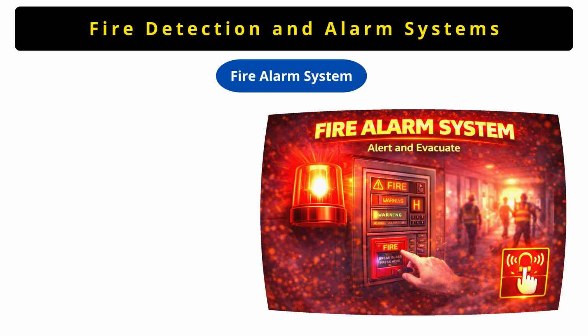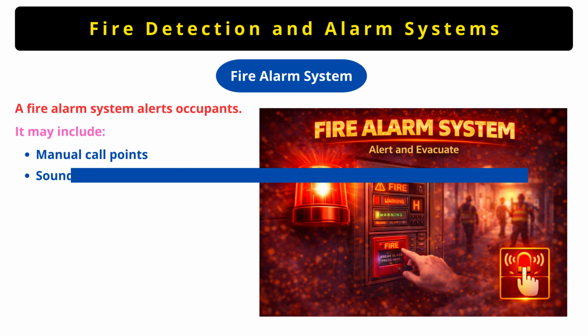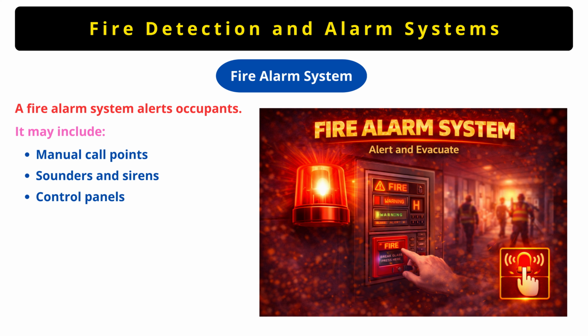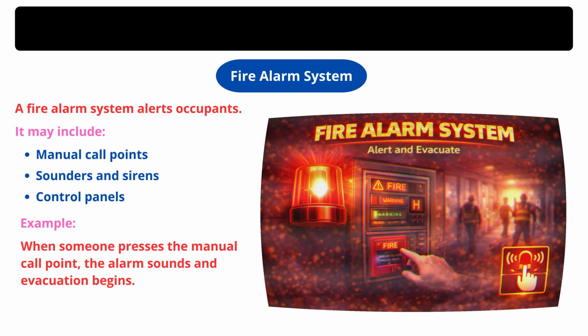Now let's talk about the fire alarm system. Fire alarm systems alert occupants. They include manual call points, sounders and sirens, and control panels. For example, when someone presses a manual call point, the alarm sounds and evacuation begins. Regular testing and maintenance are essential to ensure proper working.